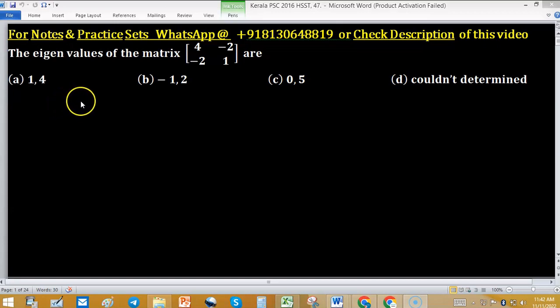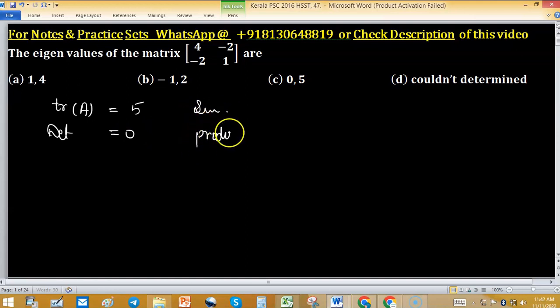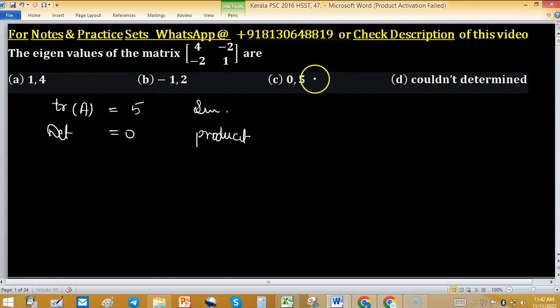Find the eigenvalues of this given matrix. To find the eigenvalues, first we find the trace of this matrix A, which is 5, and the determinant of this matrix is 0. The sum of the eigenvalues is the trace and the product of the eigenvalues is the determinant. So which option gives product of eigenvalues 0? Only option C gives product 0 and sum 5. That's why option C will be the right key for this problem.